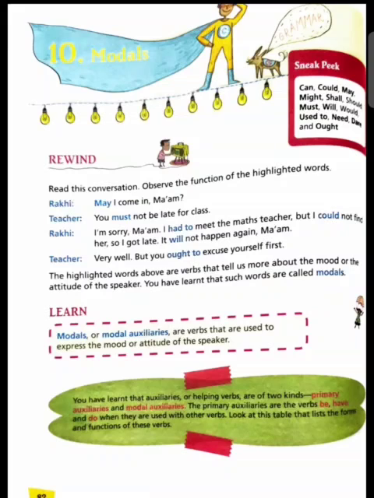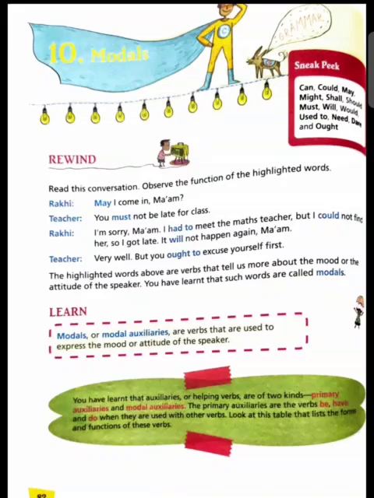So, children, as you can see, some highlighted words are there in the conversation between Rakhi and her teacher. The highlighted words above are verbs that tell us more about the mood or the attitude of the teacher. So, you have learned that such words are called modals. Now, modals and modal auxiliaries are verbs that are used to express the mood or attitude of the speaker, children. It presents the mood and attitude of the speaker.